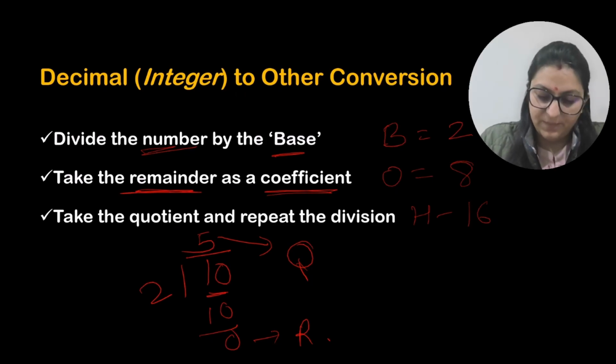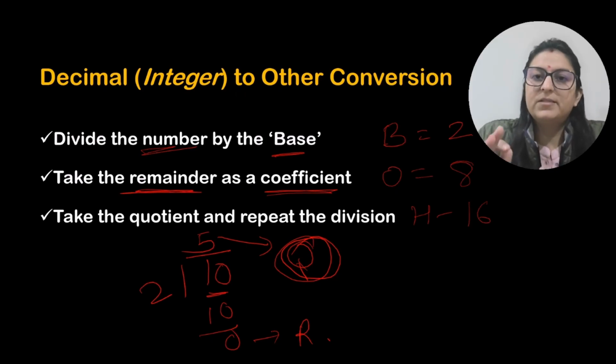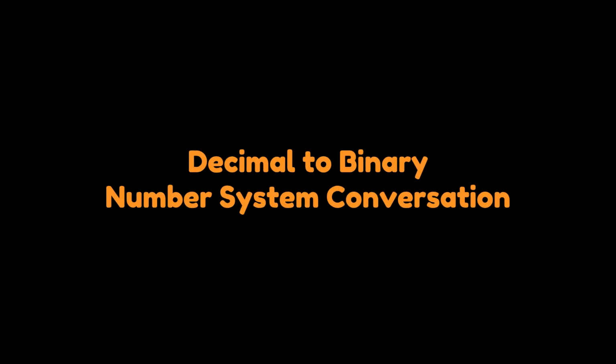And what is the third step? जो भी quotient आपको मिलता है, take that quotient and repeat this division. So these are the 3 steps you have to follow for the conversion from decimal to any other number system.